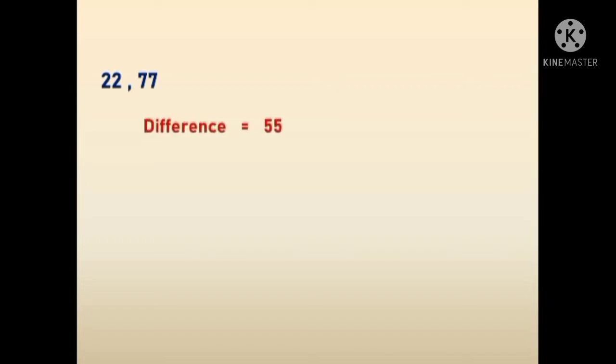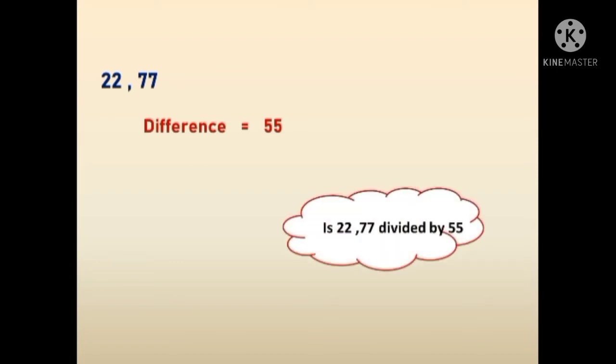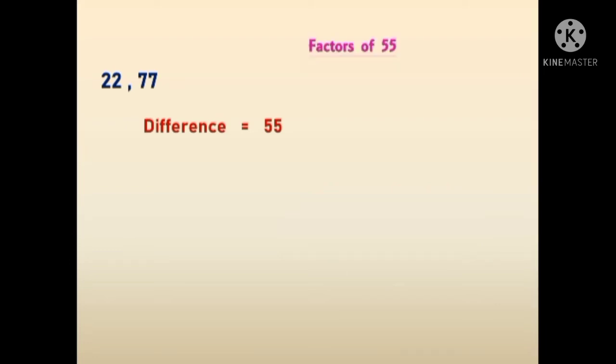Second, we have to check whether the numbers 22 and 77 are divided by 55. It is not possible. So, in this case, we have to find the factors of 55, so the factors of the difference. The factors of 55 are 55, 11, 5 and 1. The factors are in descending order only.